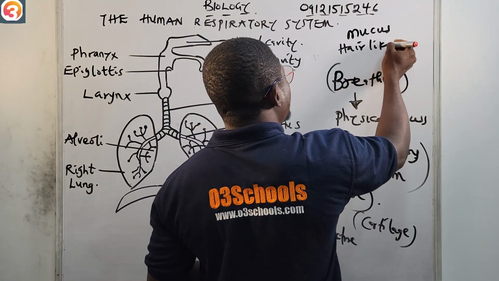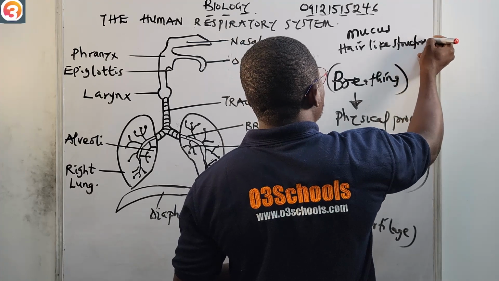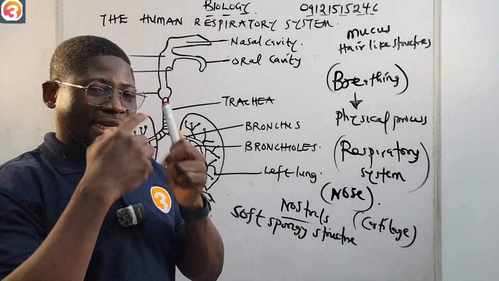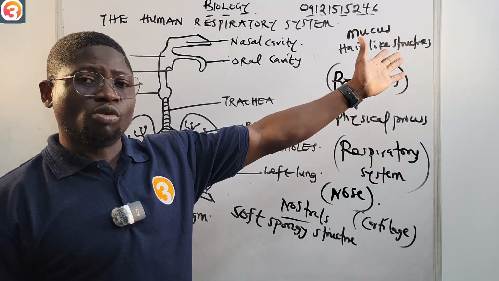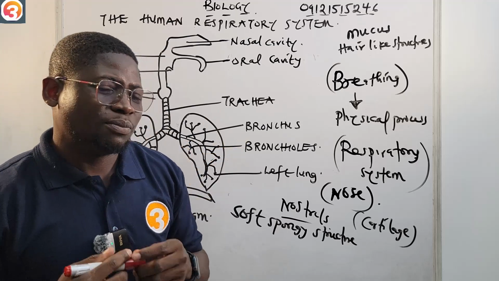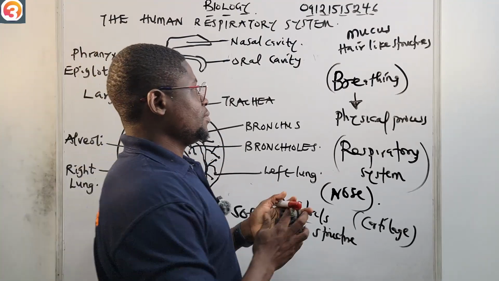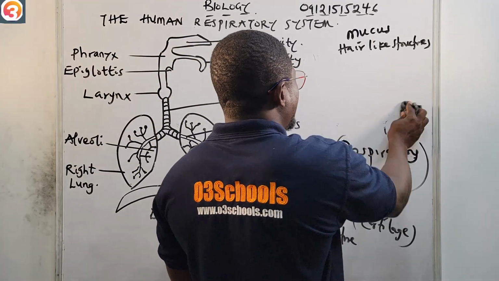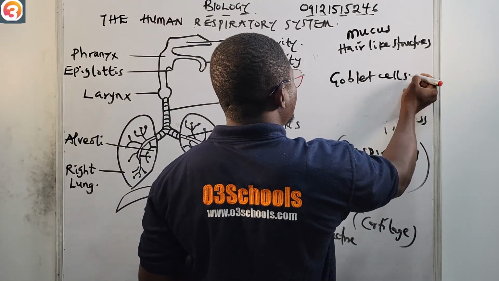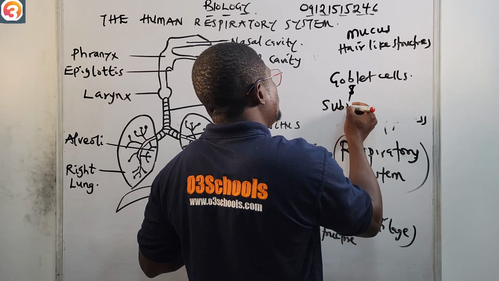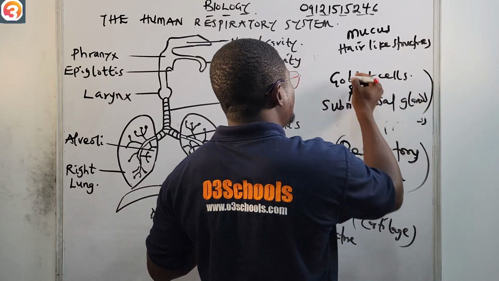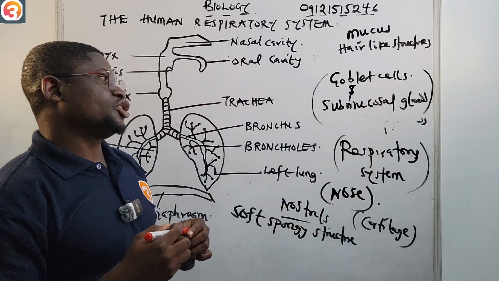There are also some hair-like structures. If you look into your nose very well, you see hairs growing inside. There's also mucus that is produced. How is this mucus produced? Mucus is produced with the help of the mucous membrane, that has what we call goblet cells and submucosal glands. So the mucous membrane contains the goblet cells and the submucosal glands.